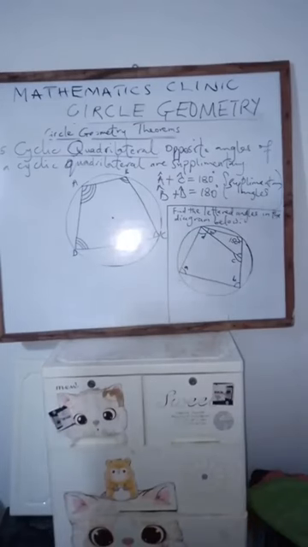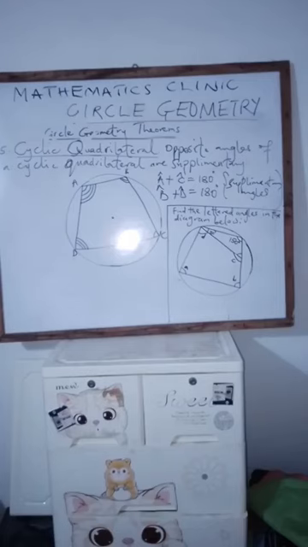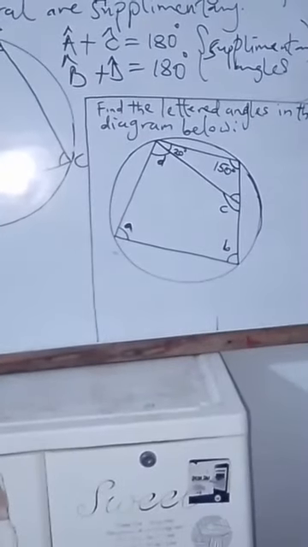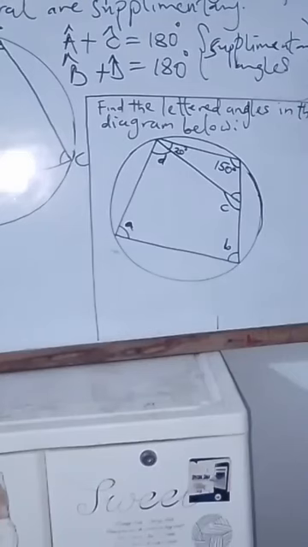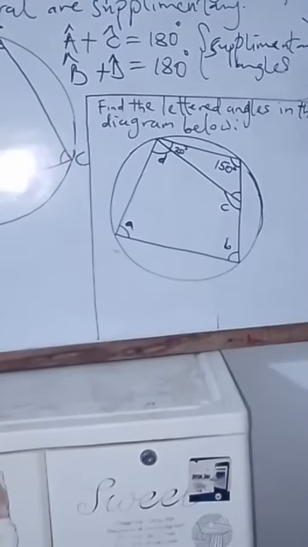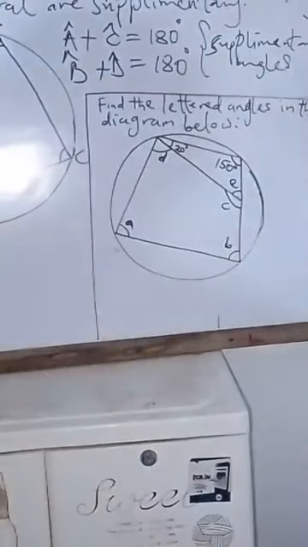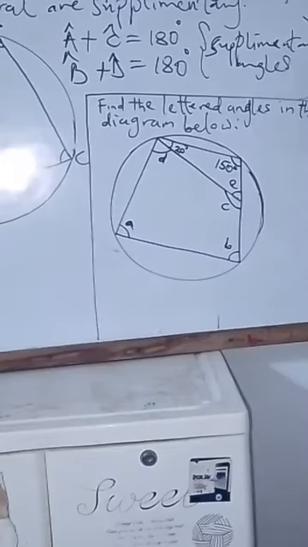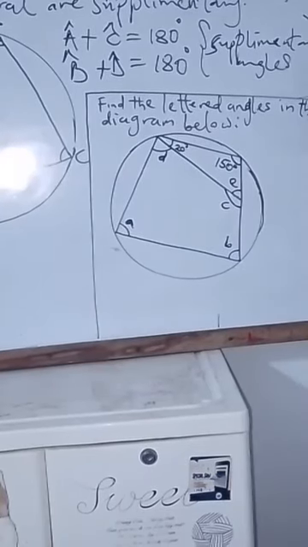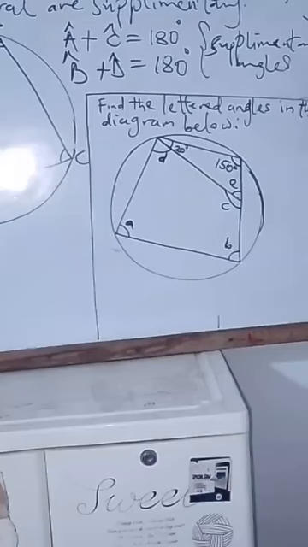Find the lettered angles in the diagram below. Let me zoom that so that we can see. In there, I have angle 20 degrees, angle 150 degrees. Then I have A, B, C, D, and E. Can we make an attempt?